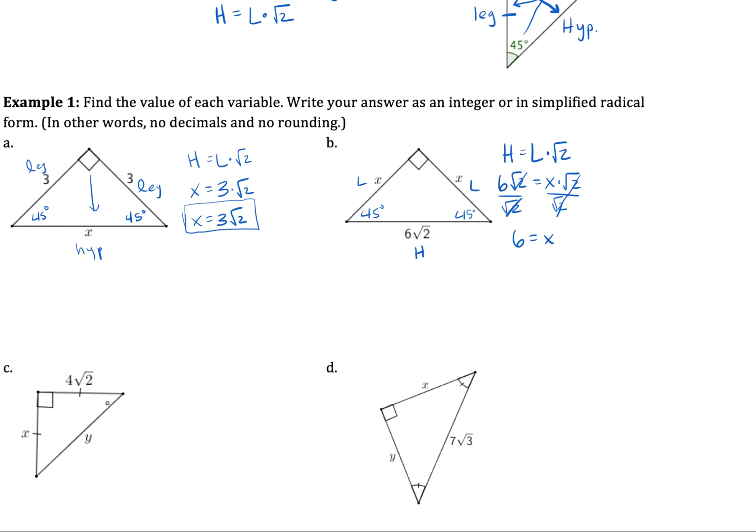In part C, it's going to get a little bit trickier. A and B are kind of like the standard 45, 45, 90 questions. They're about as easy as they get. It does get a little bit trickier in C.